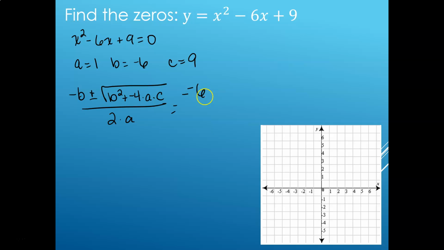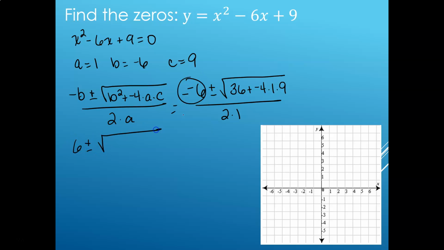That becomes negative 6 plus or minus the square root. B squared, negative 6 times negative 6, is positive 36, plus negative 4 times a times c all over 2 times a. We're going to continue simplifying. A negative 6 becomes a positive 6 plus or minus the square root of 36 plus negative 4 times 1 times 9, which is negative 36, all over 2 times a, which is 2. This becomes 6 plus or minus the square root of 0 all over 2.